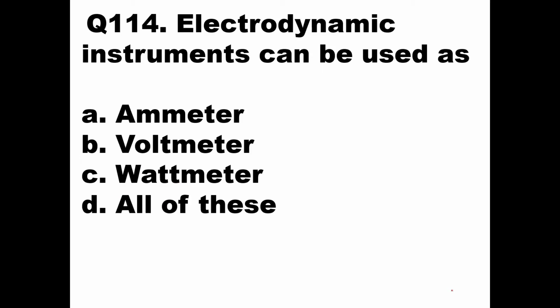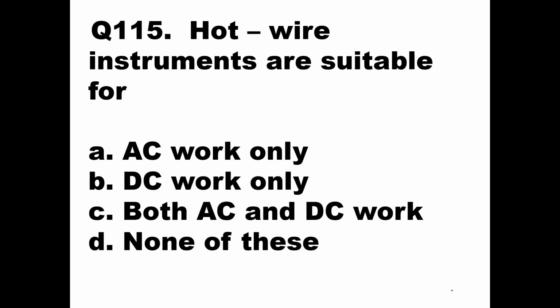Electrodynamic instruments can be used as, okay, so when we studied the electrodynamic principle in our EMI, we saw that with electrodynamic we can build an ammeter to measure current, a voltmeter to measure voltage, and a wattmeter to measure power. So all of these concepts can be built using the electrodynamic principle. So here the option should be all of these. D will be the right option. Then we'll go to the next question.